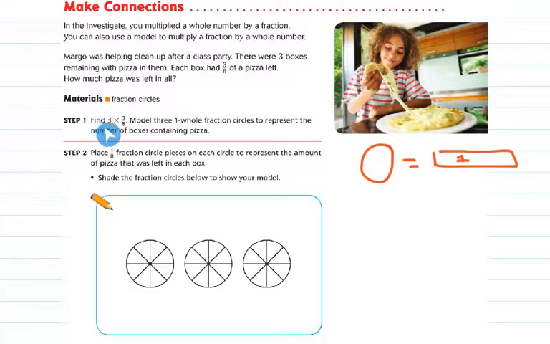So step 1, it says find 3 times 3/8. Model 3 1-whole fraction circles to represent the number of boxes containing pizza. Each box has 3/8 in it. It says place 1/8 fraction circle pieces on each to represent the amount of pizza that was left in the box. Shade the fraction circles below to show your model. So this would be 1/8, 2/8, 3/8, and again 1/8, 2/8, 3/8, and 1/8, 2/8, 3/8.